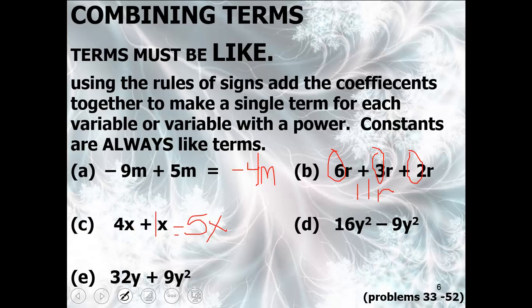On example D, I have 16y squared minus 9y squared. All right, these are both y squareds, so they're like things. Same letter, same power. 16 minus 9 is 7y squared. Now example E, I'm going to go up here so I don't get in my tools and start messing up the screen. I have a 32y plus 9y squared. Can I combine those? No, because this is not y squared. That's y to the first. This is y squared. These are not like, so you cannot combine them at all.